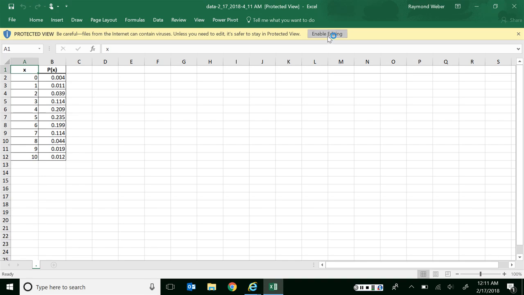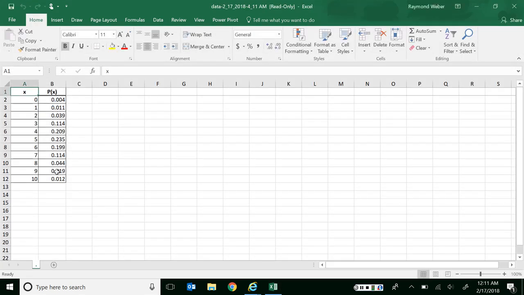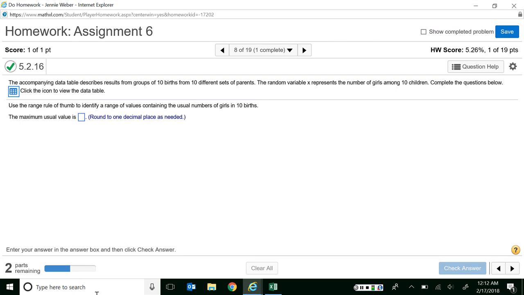And then once it's copied over, I always double check to make sure it is a frequency distribution. So AutoSum, you should be getting a 1. If you don't even have one, you can stop. Now this asks us to use the range rule of thumb. Well, that just says the mean plus or minus 2 times the standard deviation.